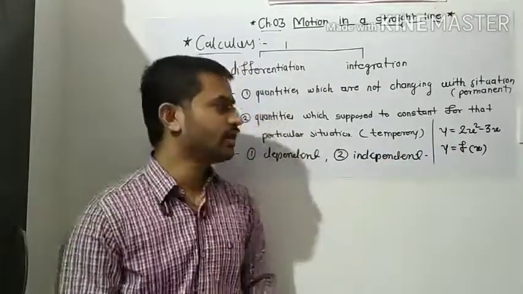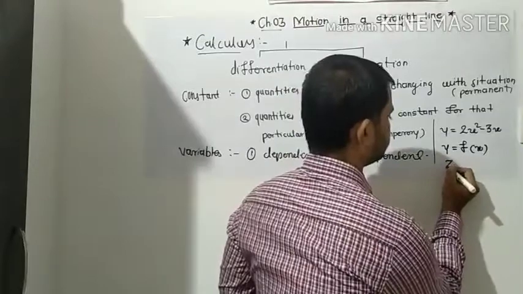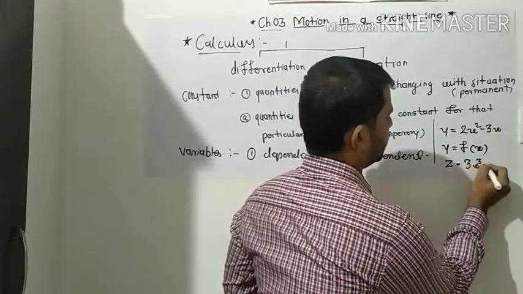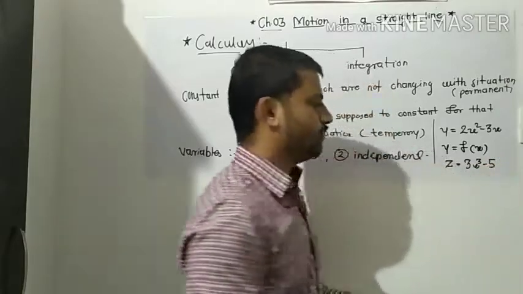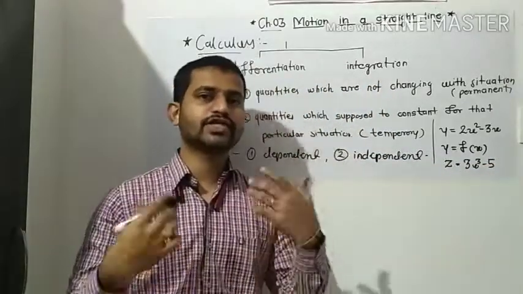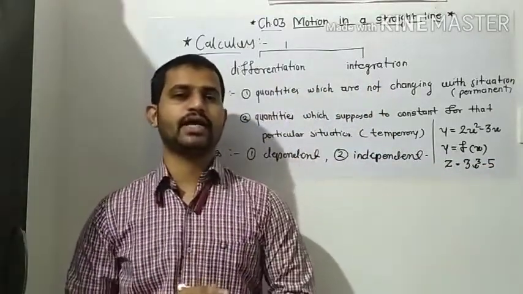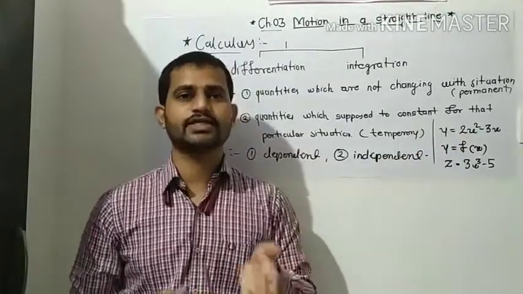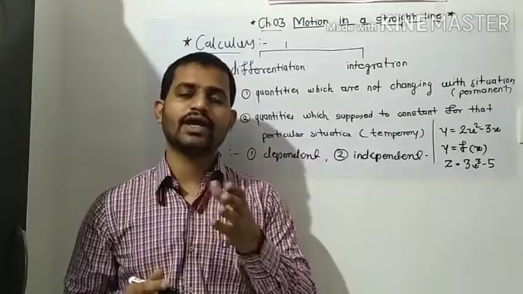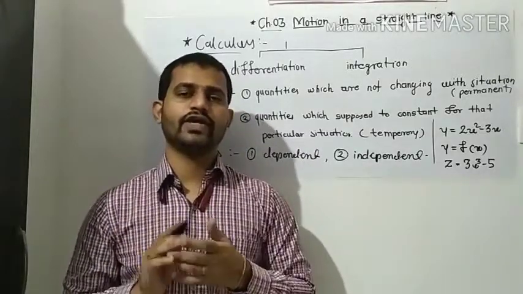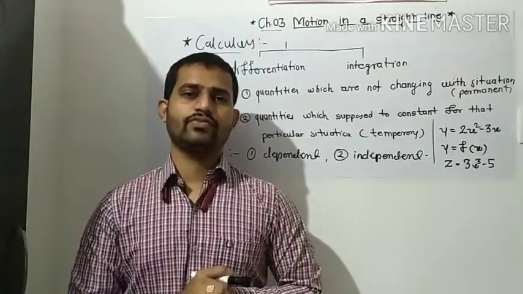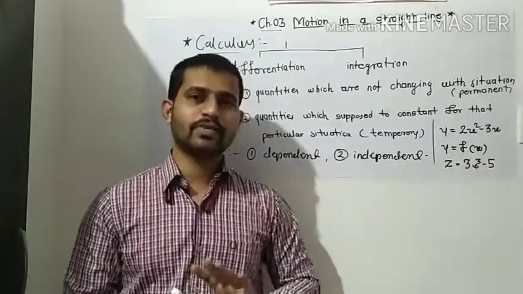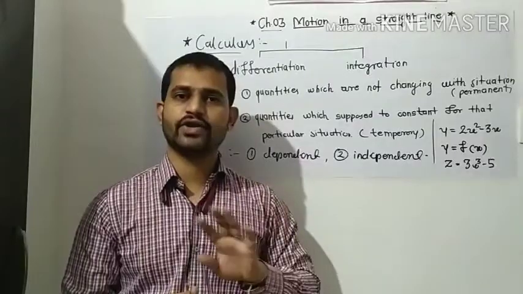Suppose we have the value z is equal to 3x cube minus 5. Then we can say that z is the function of x. Again, we can say that z is the function of x. So we can assign any value of x to any variable. Here y is also a variable, x is also a variable, z is also a variable.